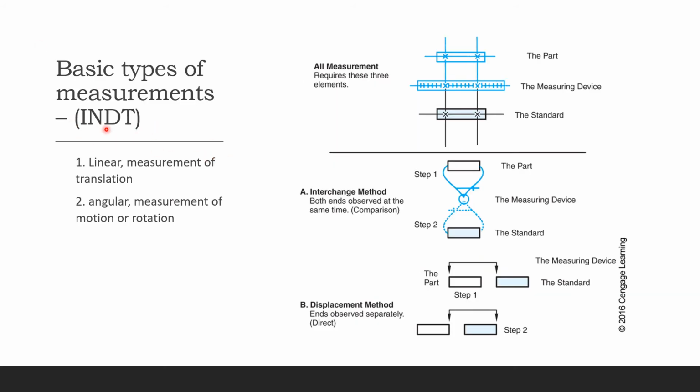Okay, so in industrial technology there are two basic types of measurement. We don't do the third one, only two. Linear is measurement of translation, and angular is measurement of motion or rotation. Linear translation, angular motion or rotation. So let's take a look at this picture. All measurement requires three elements. One is the part you're measuring. You're using an instrument to measure the part, and you have a standard to compare your measurement to.